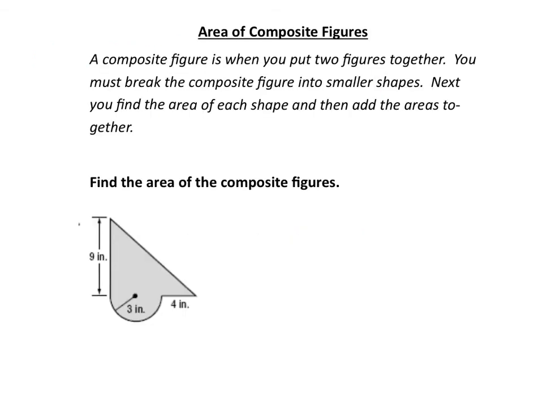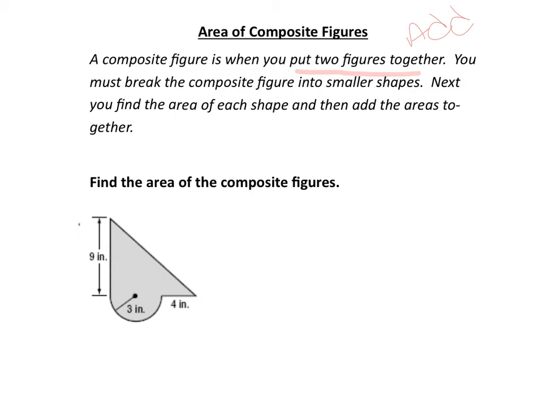Now we're going to take a look at composite figures. Composite figures is when you put 2 figures together, meaning that we're going to have to add, because it's all going to be shaded or all put together. What we have to do is find the area for each and then put them together, because that's what we did with the 2 figures.